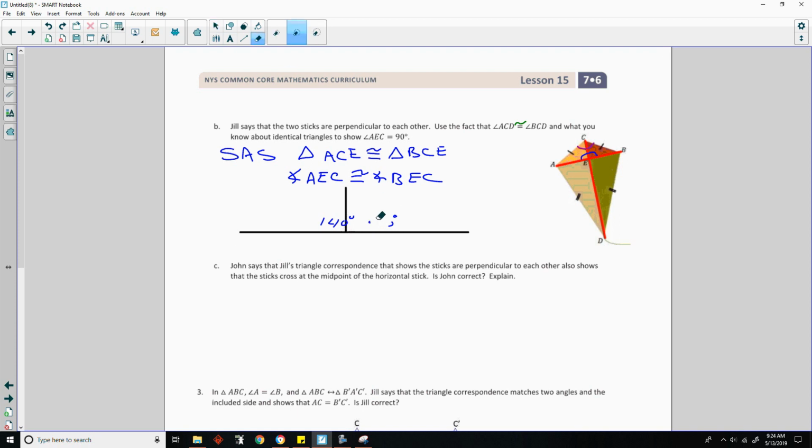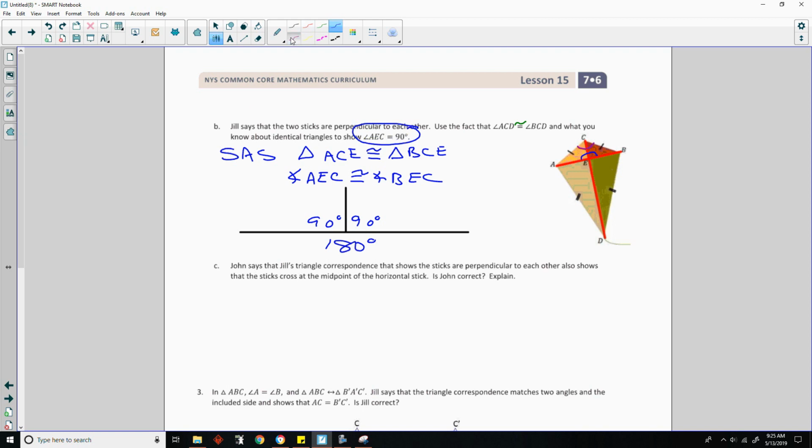So in order to make them equal, I have to cut the 180-degree straight line in half. Does that make sense? So if I cut the 180-degree line, a straight line is 180 degrees. If I take half of it, then they both have to be 90. And since they're both 90, they have to be congruent. They have to both be 90 degrees, and therefore that is why angle AEC is 90 degrees.